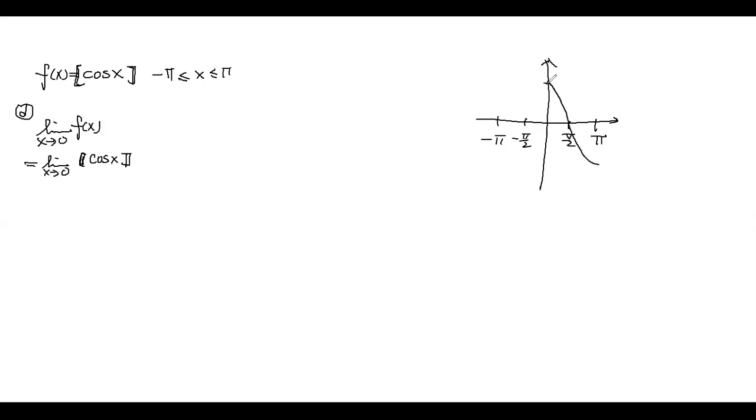So this is my cosine graph, right? Now we want to find x approaching 0. You always do the left-hand approach and the right-hand approach, right? So x approaches 0 from where? From the left-hand side, right? So x approaches 0 from the left-hand side, of cosine x.